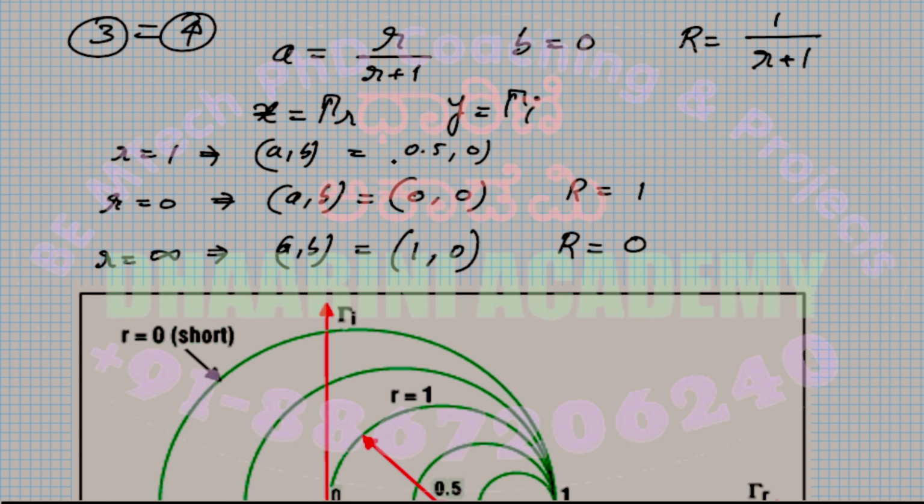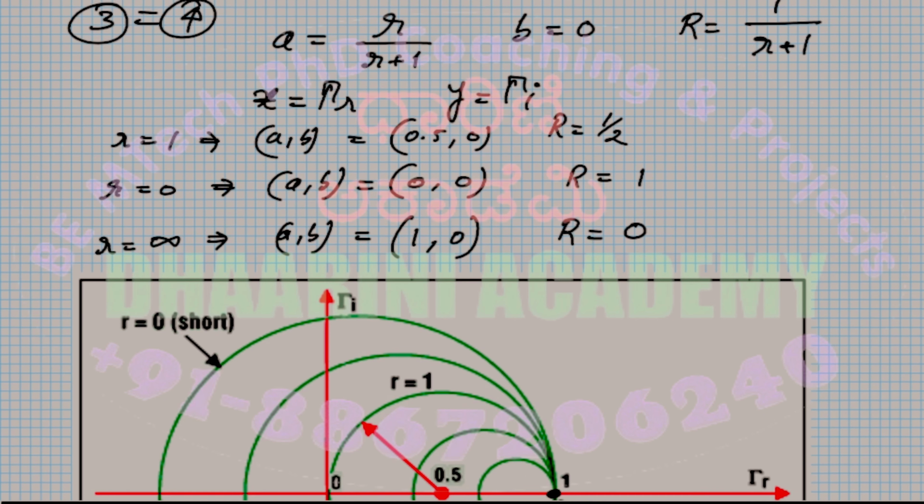0.5 comma 0. And what is the radius? Capital R is equal to half. So the meaning is that whenever you say that my resistance is equal to 1, I am supposed to consider that circle whose center is 0.5 comma 0 and the radius of that circle is half, correct?